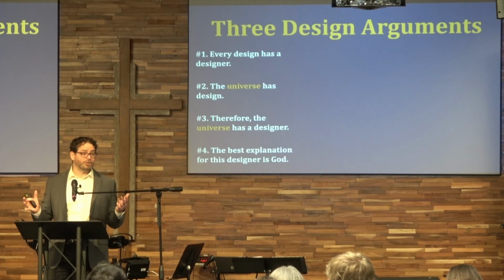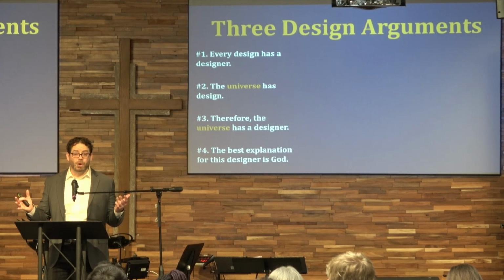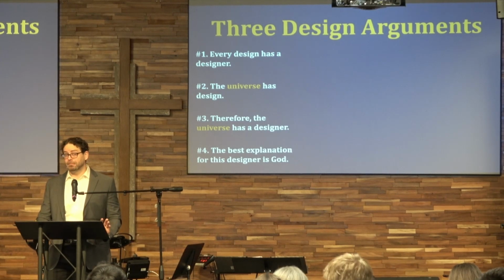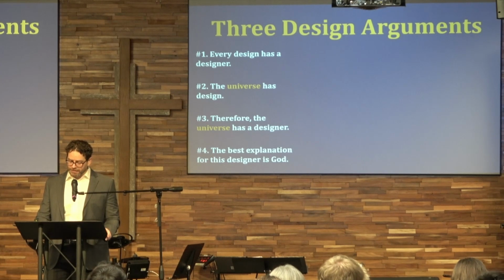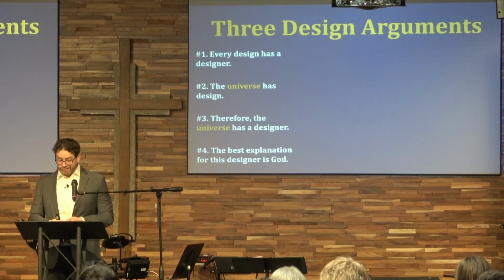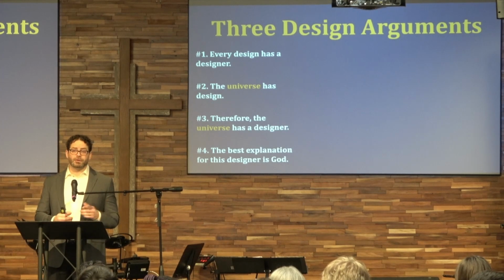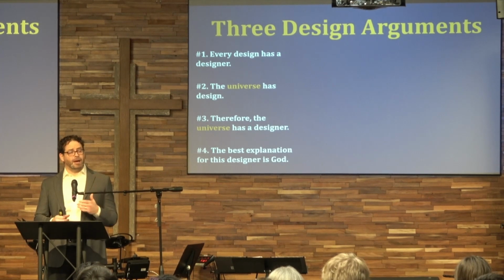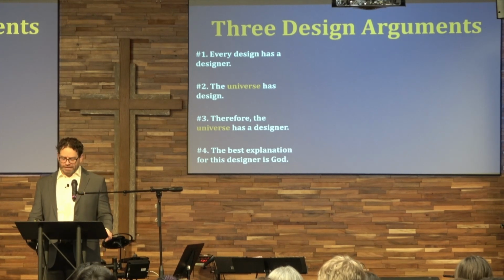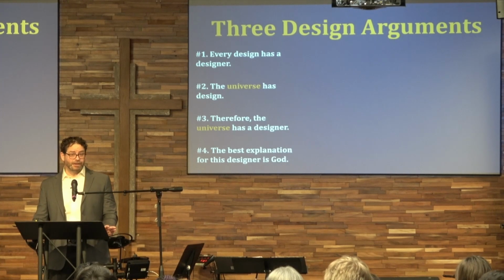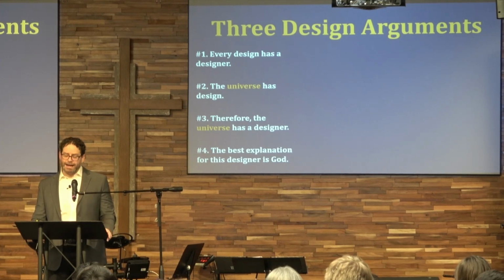Could design come from some other source? It's possible, I suppose. We've just never seen it. We've just never seen design come from anything else but an intelligent mind. And so the first premise, I think, is pretty solid. The second premise in this particular design argument is that the universe has design. If the universe has design, then according to the first premise, it makes sense to conclude that the universe has a designer. The fourth step in this argument is more of an abductive reasoning premise, where we reason to the best explanation for this designer, okay?